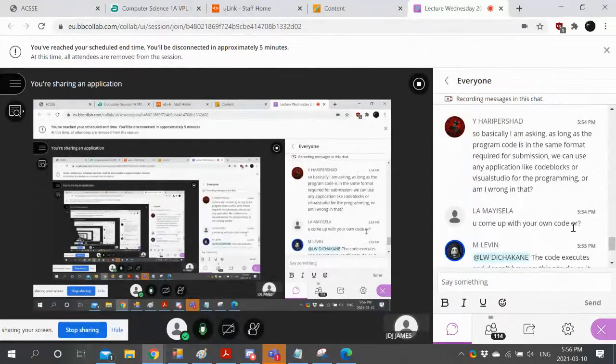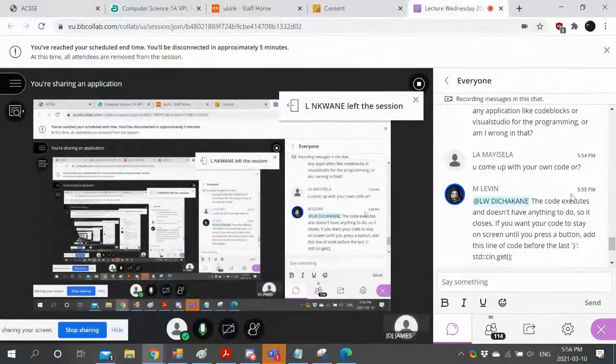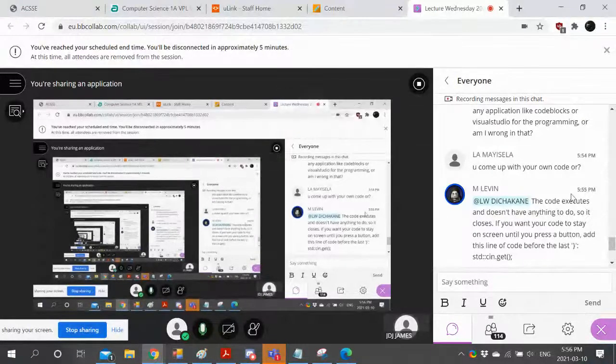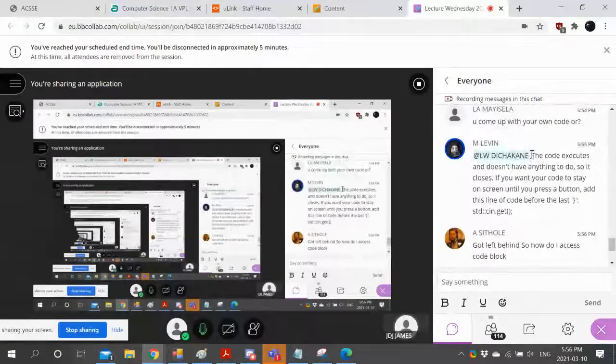Okay, then you come up with your own code. Yes, you absolutely must come up with your own code. The purpose of this course is to teach you to create code. So you don't get help from anyone. You don't take code from the internet. You don't do any of those things. All you do is learn how to write code yourself.